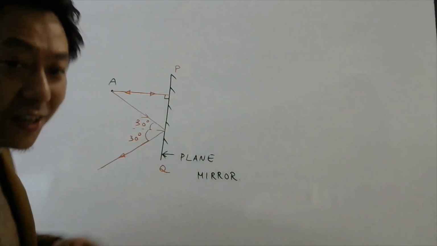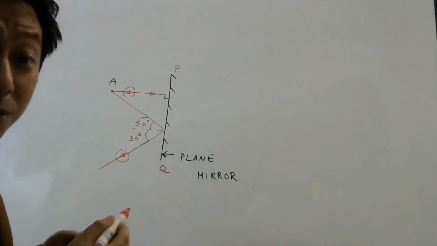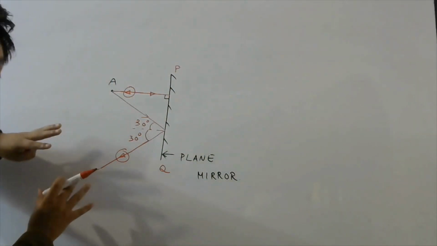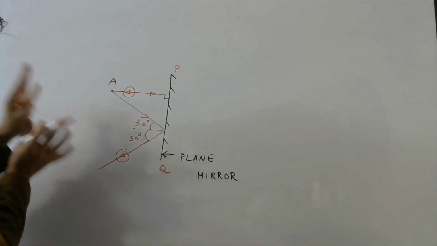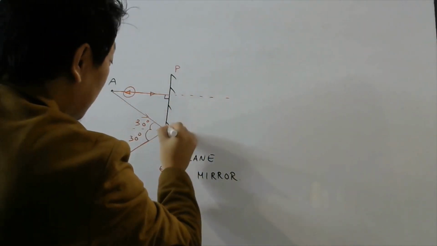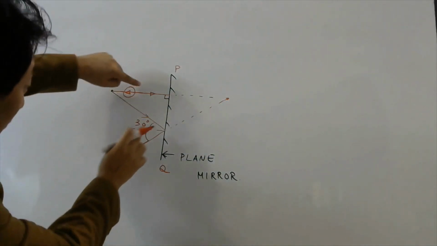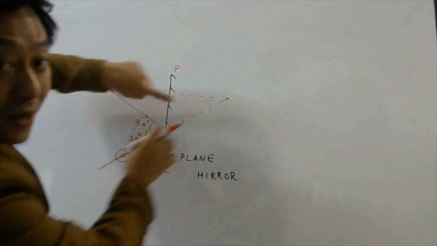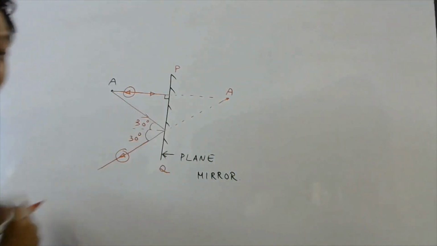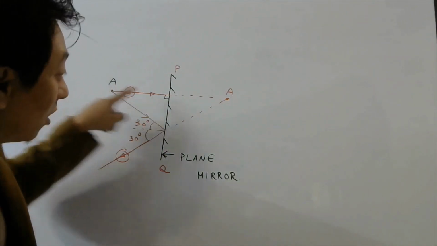Now look at the reflected rays. This is one reflected ray and this is another reflected ray. Where do they meet? Well, they will not meet on this side. However, when you observe the reflected rays, meaning when you see from here, the reflected rays appear to come from this point. And that point, wherever the reflected rays meet or appear to meet, is what we call the image of this object. So when you see from here, the image of this object is formed here.